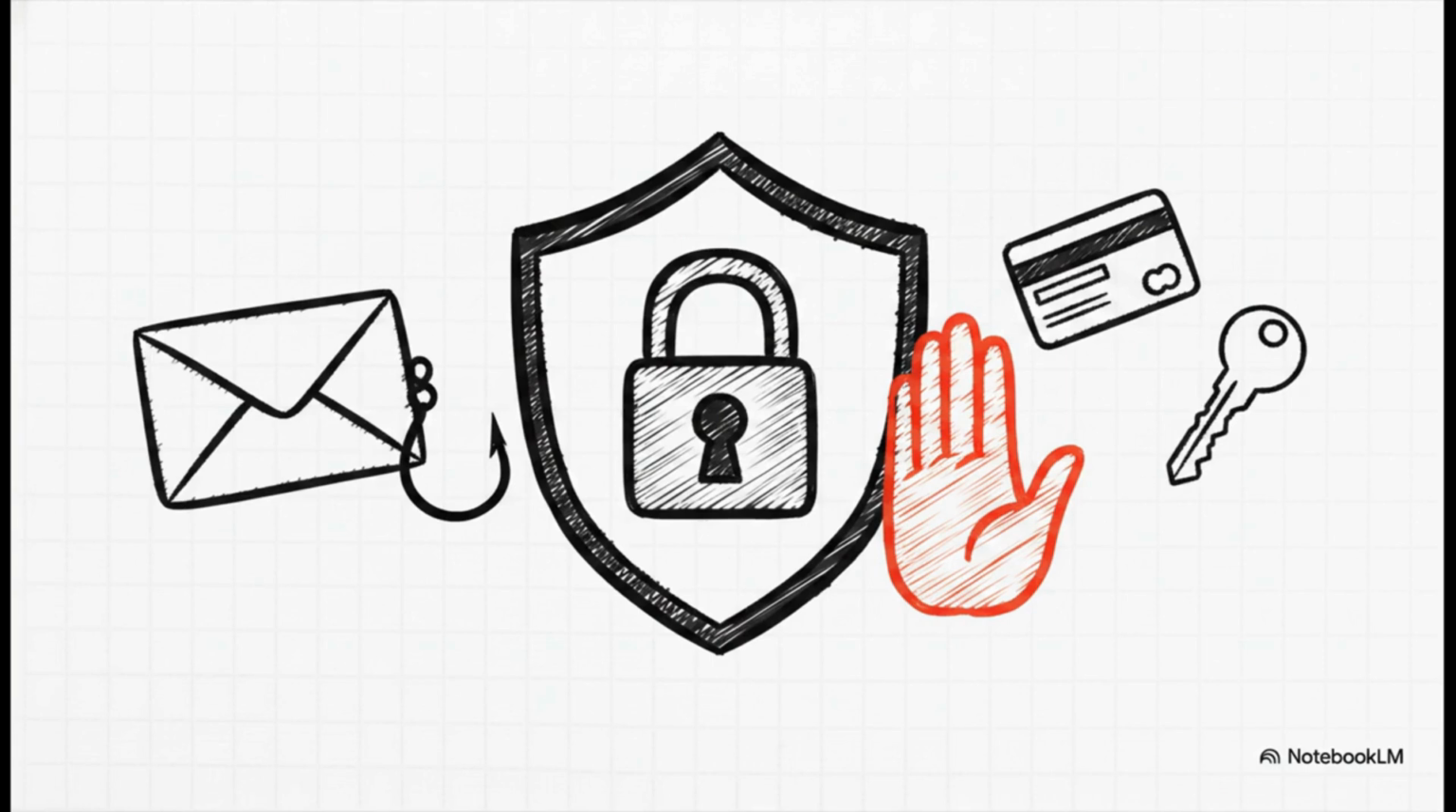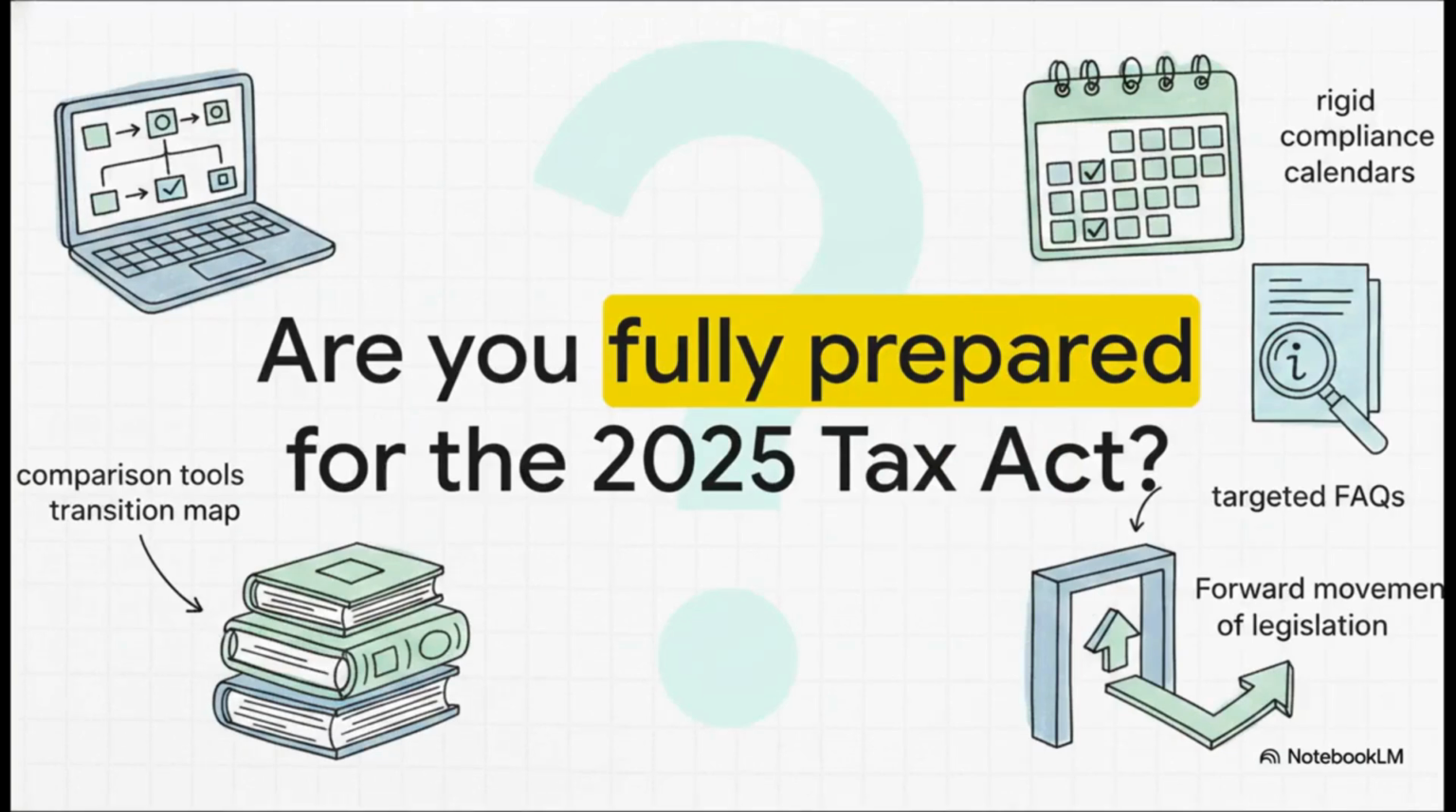Protect your data, guys. So what does this all mean for us? The ultimate takeaway from this explainer is that the entire roadmap for the future of taxation is laid out right there online, right now. We've looked at the comparison tools, the targeted FAQs, and those rigid compliance calendars. The department has digitized the transition, and this legislation is moving forward whether we're ready or not. The portal is totally geared up for 2026. The real question is, are you?